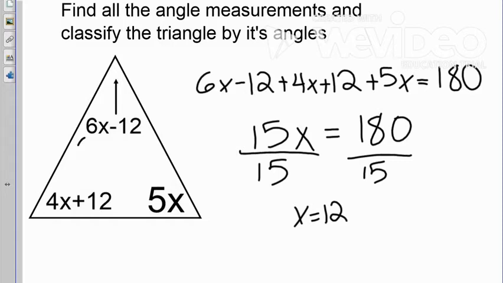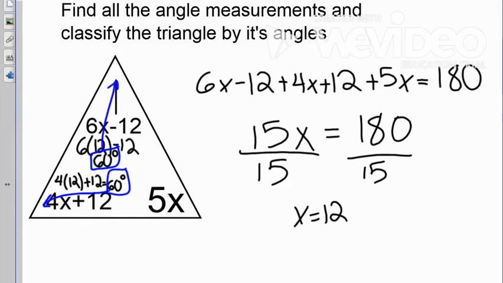So this would be 6 times 12 minus 12. So 6 times 12 minus 12 is 60. Okay, so this one is 60. We've got 4 times 12, which is 48, plus 12. That one's also 60. So I'm going to just make sure we can see that. So 60 here, and this one goes up there. And then 5 times 12 is 60 degrees as well. So this one also equals 60 degrees.